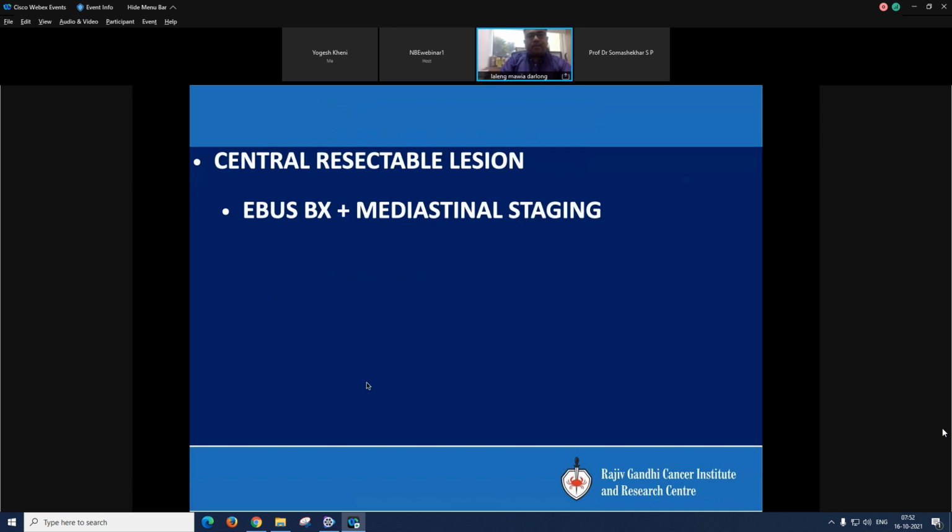So in principle, any lesion which is central and resectable on a CT image, you should try to get a bronchoscopy, that is basically more of an EBUS guided biopsy, along with mediastinal staging. In lung cancer surgery, the workup is very, very long. So it's important that we reduce our invasive investigations to the minimum. In a central resectable lesion, when you think you're going to be able to resect, it's important that at the first instance itself you get a biopsy, as well as try to get the mediastinal staging done at the same time.